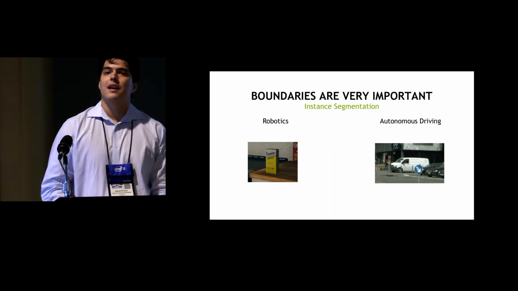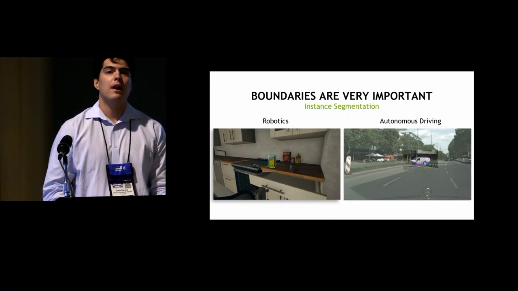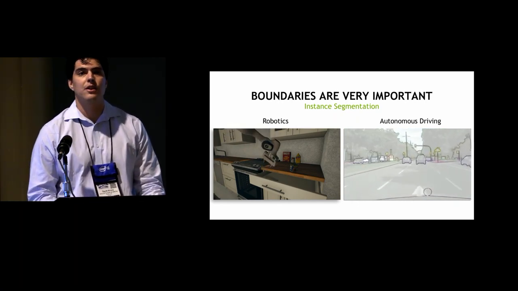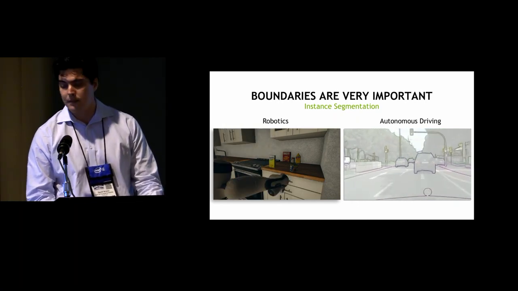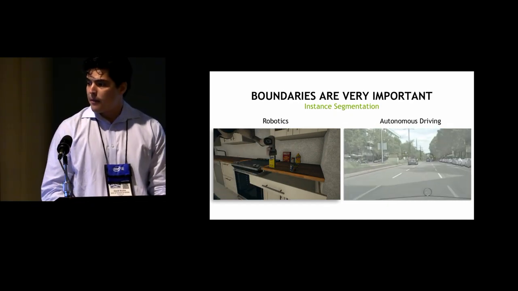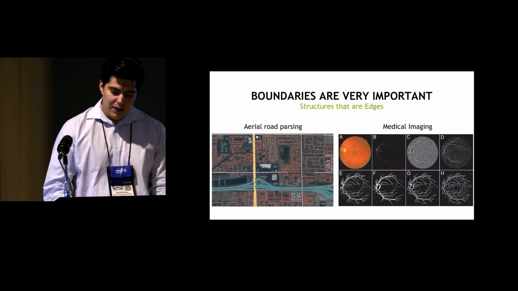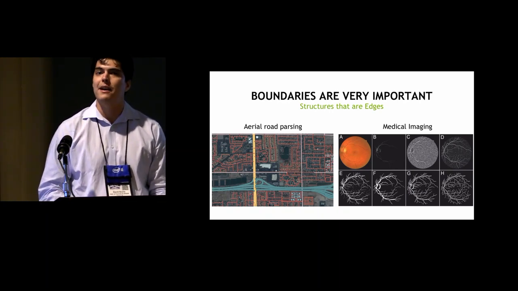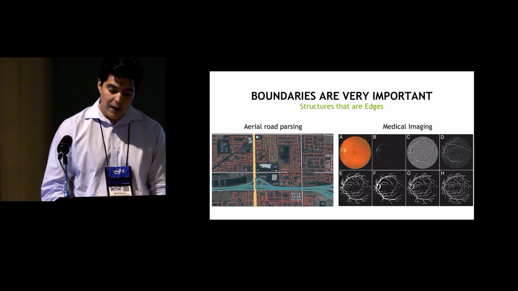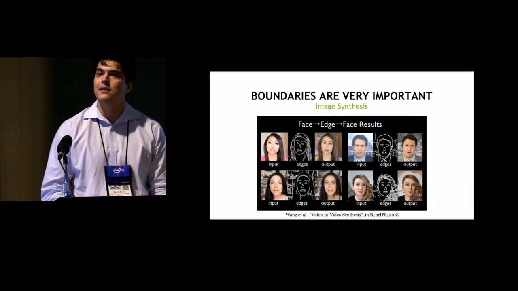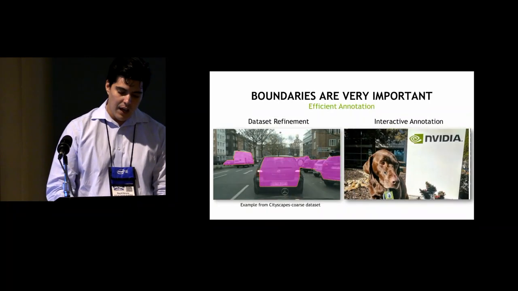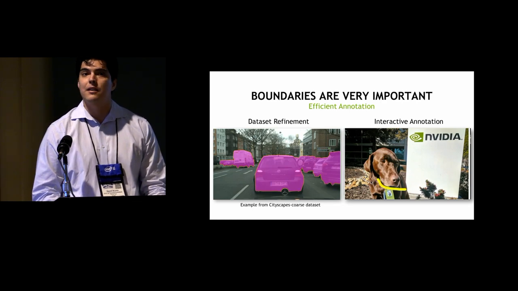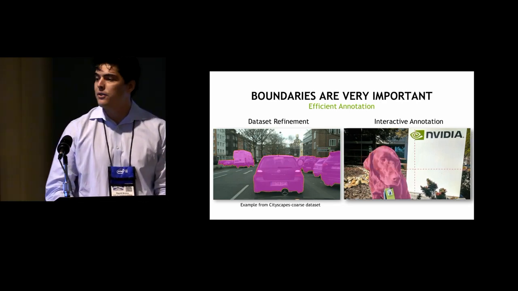We all know that boundaries are extremely important and a core component of several computer vision tasks. For example, object boundaries are essential for robotics applications such as object grasping or autonomous driving. Moreover, some objects are in fact curves. Examples of this include roads in satellite images and vessels in the medical domain. Boundaries have also been exploited in recent image synthesis work. In addition to this, boundary information can help us to improve the quality of segmentation datasets or to perform interactive annotation.